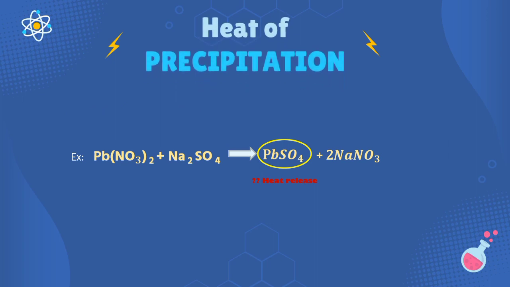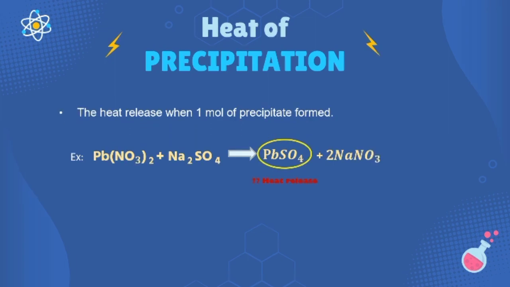Now let's look into heat of precipitation. Heat of precipitation is the heat release when 1 mole of precipitate is formed. In this equation, lead sulfate is the precipitate formed. The heat release is calculated when 1 mole of lead sulfate is formed.